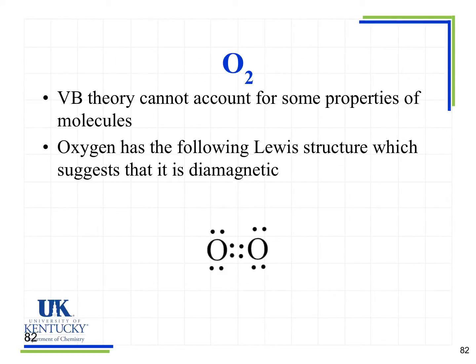So we're going to look at oxygen as an example. If I look at the Lewis structure valence bond model of O2, what I expect is that all the electrons are paired, and therefore it would not be attracted to a magnet. But when I actually look at oxygen in a magnet, I see something very different.